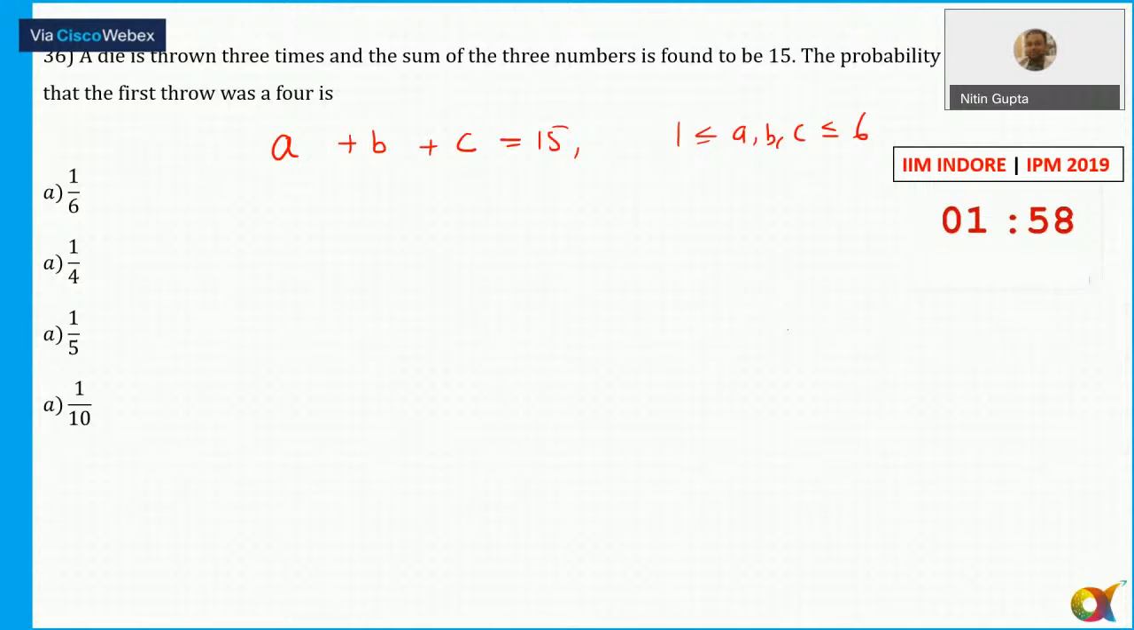So a die is thrown 3 times and the sum of the 3 numbers is found to be 15. The probability that the first throw was a 4.